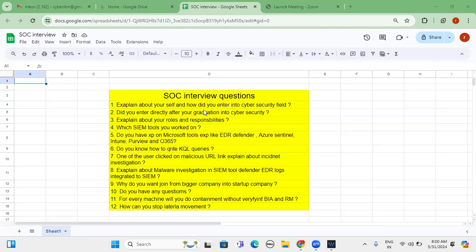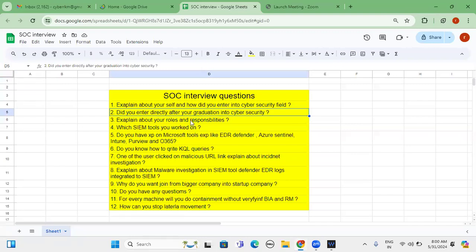So the second question, you can see here: after graduation, did you directly enter the cybersecurity field, or is there any gap between your graduation and your cybersecurity job? Because he passed out some X years ago and then entered the cybersecurity field, that is the reason. So in that gap, what have you done basically? Indirectly they asked this question.